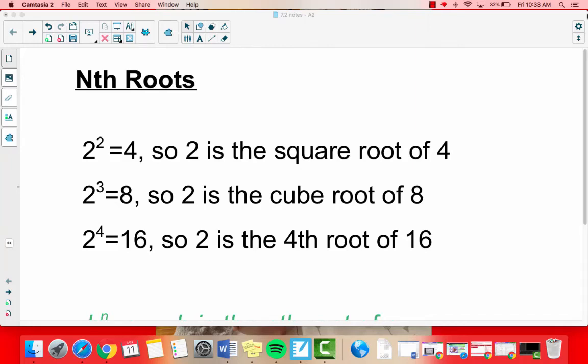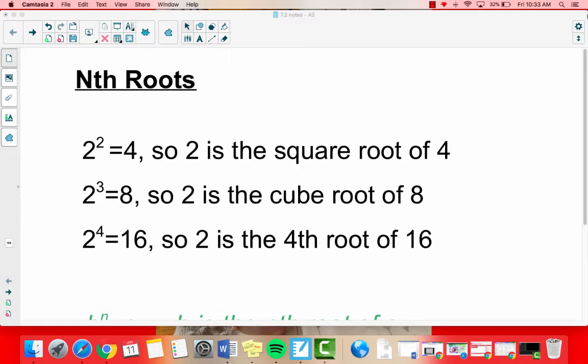Hey everybody, today is going to be focused on what we call nth roots. So you guys have always worked with square roots, and now we're going to be talking about roots that have higher exponents other than 2. And to start off, I just went through a list here of an example using exponents and how we can word it using what we call our nth roots.